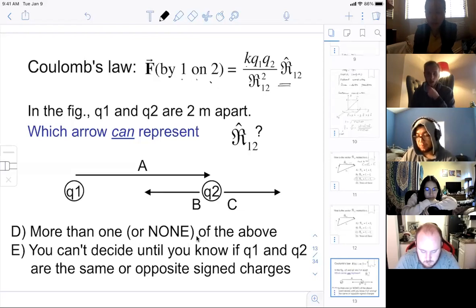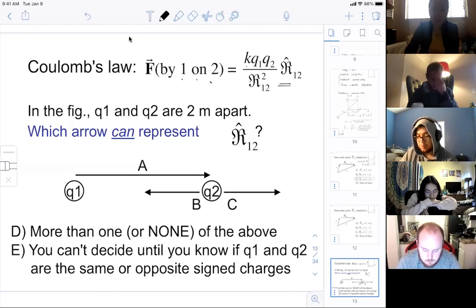Okay, let's take a look at our results. So we have a majority voted for A, although we are pretty tied for a lot of these answers. E says we can't really decide this R unless we know the charge is positive or negative. And B also has a lot of votes, and C and D. So, okay, let's take a look at this together.